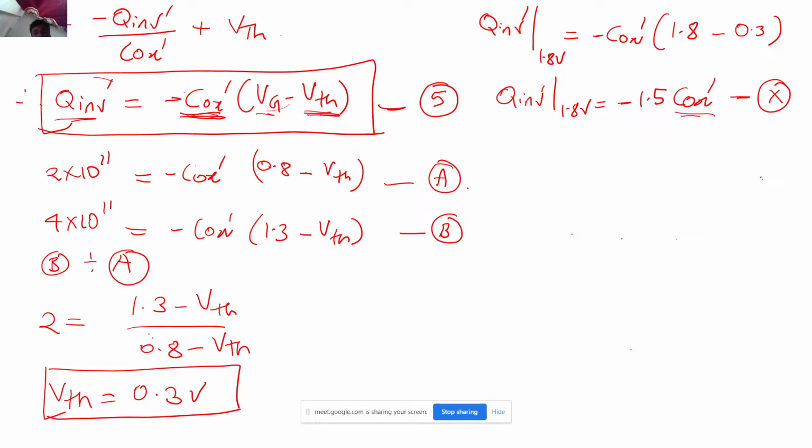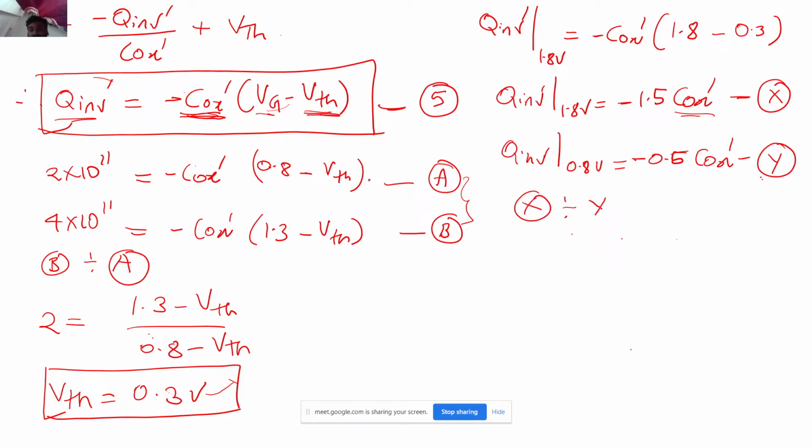So, one of equations A and B, correct? For Q inversion, when I applied 0.8 volts as my gate voltage, it comes out to be minus 0.5. I'm just substituting 0.3 volts in equation A, right? VTH is 0.3 volts, so this is left with minus 0.5 times Cox prime, correct? Now divide these two equations. I know the charge, I know this value, and I don't know this value. So let's say this value is my X.